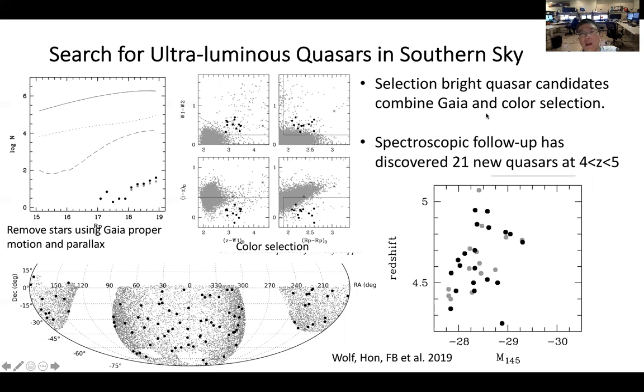Using these 2 methods, we finally selected about 90 quasars in the redshift range between 4 and 5, and with extensive spectroscopic follow-up observations, we discovered 21 new quasars. In the bottom right plot, the solid dark data points are the distribution of our quasars in redshift and absolute magnitude. This plot shows that our newly discovered quasars basically double the sample size of previously known quasars in this redshift and luminosity range.